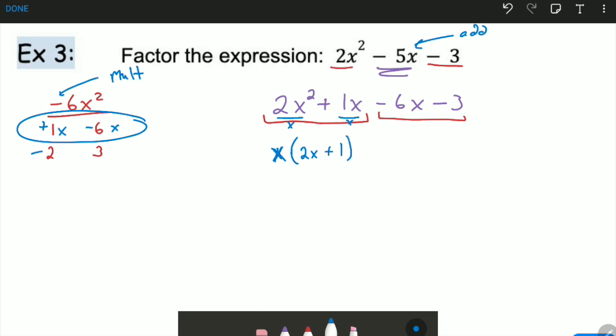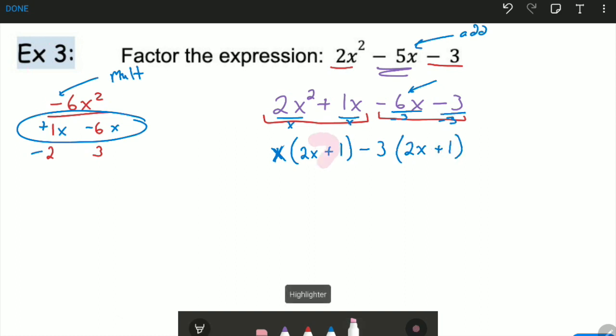In the second two terms, in that second grouping, what goes into both -6 and -3? Well, the biggest number is 3. No x's in both terms, and since the higher power has a negative coefficient, we're going to pull out -3 instead. We'll divide both terms by -3. So that's going to give me a positive 2x and a positive 1.